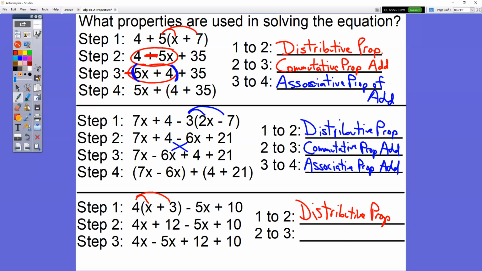And then what are we doing from step 2 to step 3, Joe? What do you think? Yeah, we're doing the commutative property. We have the 4x, 4x, but then we're switching around the order right there. We have 12 minus 5x and negative 5x plus 12. So this is the commutative property, and it's of addition.